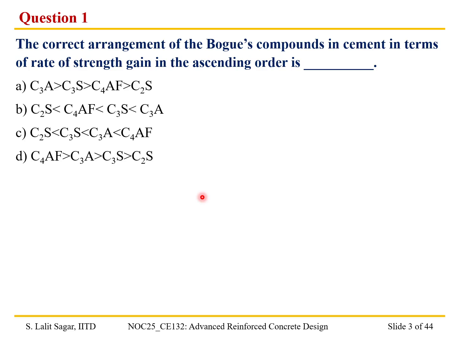That is, which of them takes the least amount of time to gain its strength, and then we need to arrange the 4 compounds sequentially in terms of the rate of strength gain.